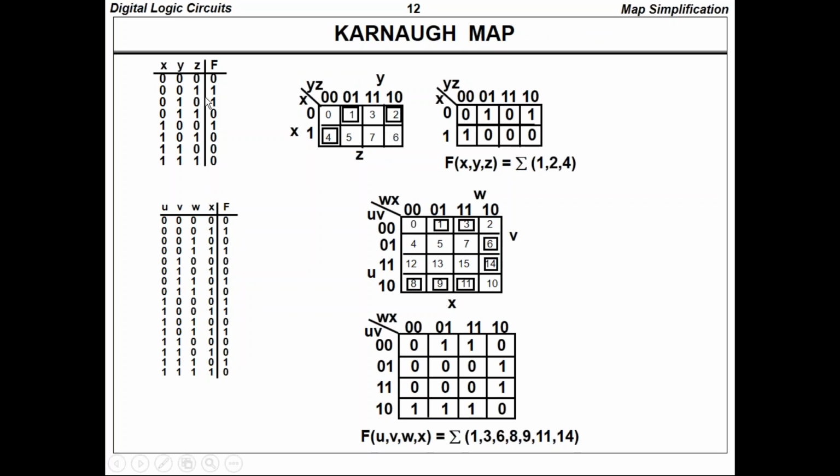That means for this value and this value and this value, that means x bar y bar z plus x bar y z bar plus x y bar z bar, because there are no groupings possible here.